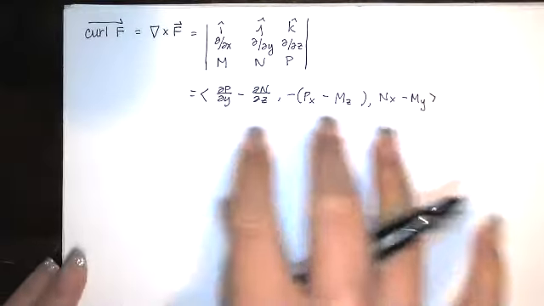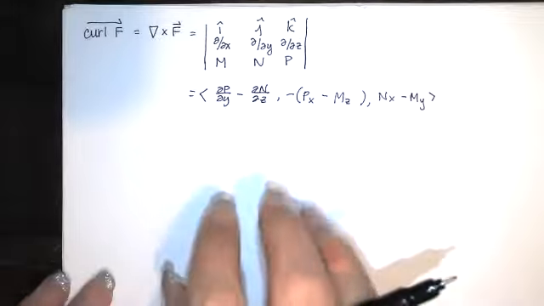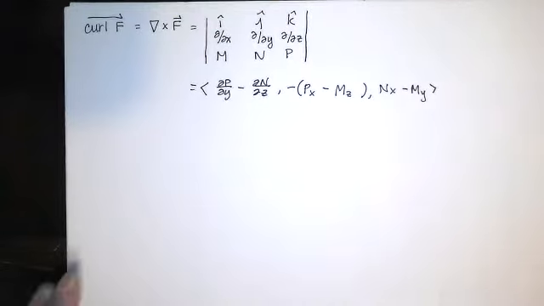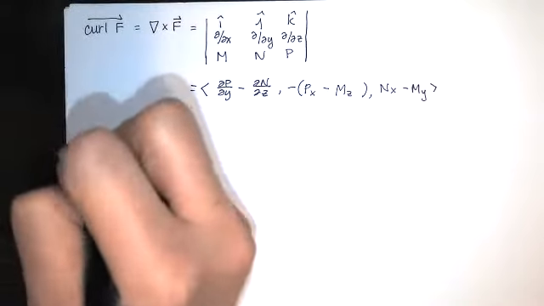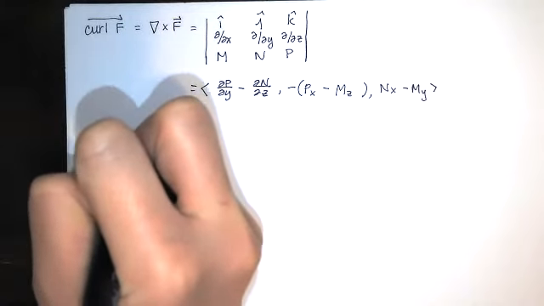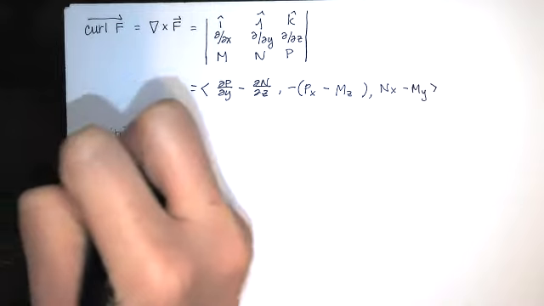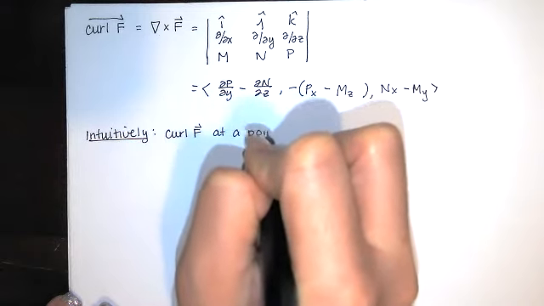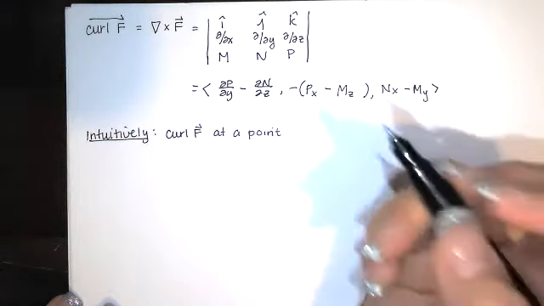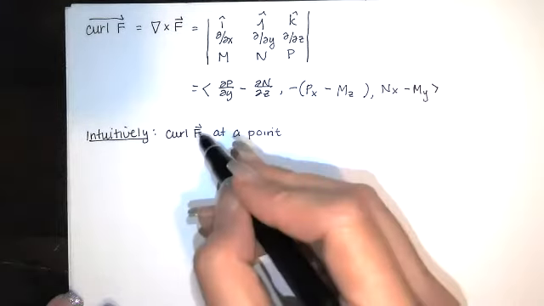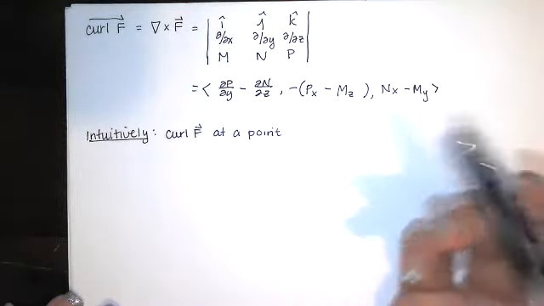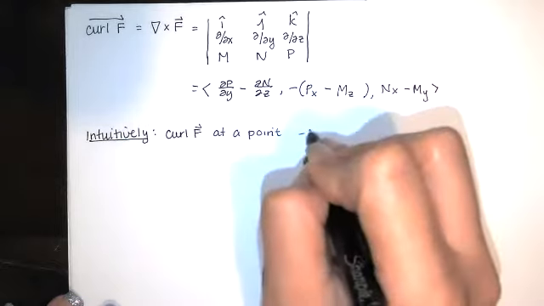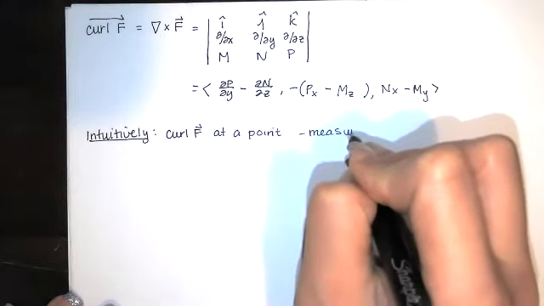Now, I don't actually ever memorize this formula. Some people have this memorized. I don't memorize it. I just write down that determinant form every time. Now, this curl has this interpretation. This is just the intuitive interpretation. Curl at a point. If our F represents some fluid, like air or water, or something like that, this is a measure of how much the fluid swirls around that point.